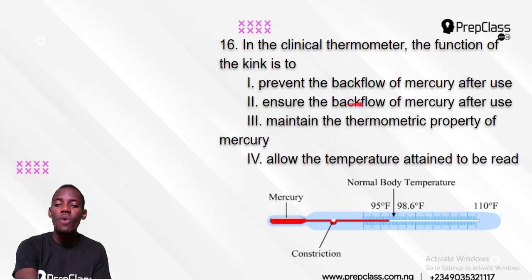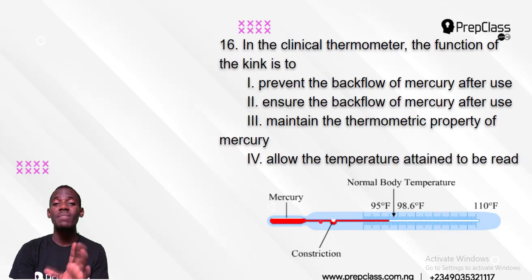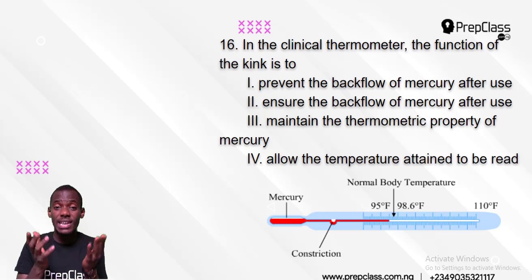Now, ensures the backward flow. It is not the kink that makes it flow back. It is gravitational pull that makes it flow back. So 2 is wrong. Now, maintains the thermometric property of mercury. Is it the kink making mercury respond to heat? No, it has nothing to do with the mercury. Mercury is naturally thermometric on its own. That means it responds to heat, it expands when heated, so it can perceive heat and expand and show you a reading. So it is not the kink that makes mercury mercury. Mercury is naturally a good boy on its own.